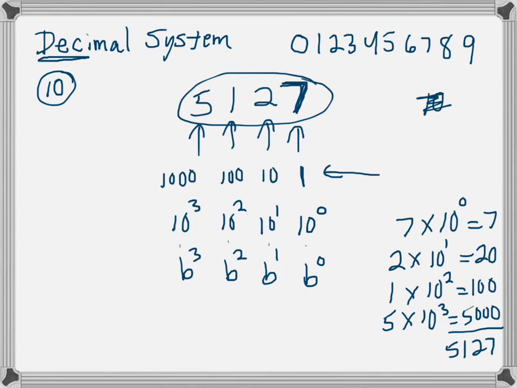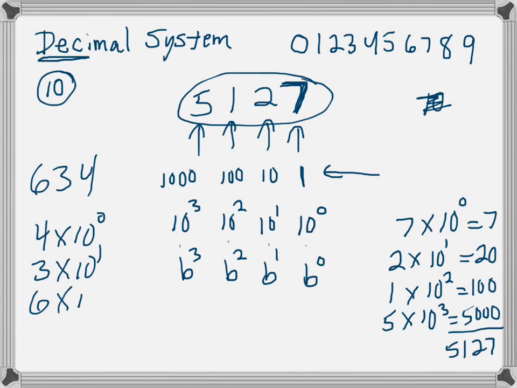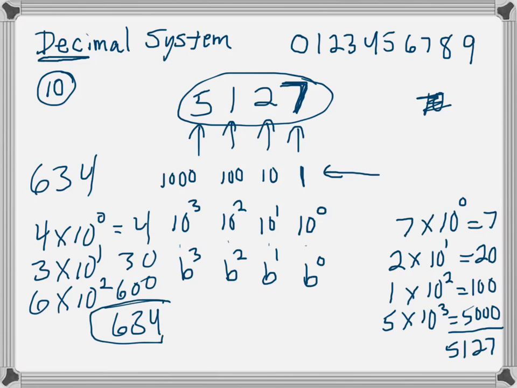Okay, so I could have like 634. Now, we just know that number 634, but the way we're going to be thinking about it is we're going to take 4 times 10 to the 0, 3 times 10 to the 1, and 6 times 10 to the 2. 4 times 1 is 4, 3 times 10 is 30, 6 times 100 is 600, and we get 634. And if you can remember that process, all systems are going to be easy for you.